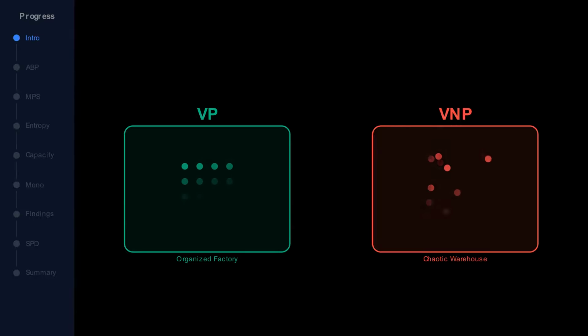Watch how organized structure differs from chaos. On the left, the determinant. Neat rows and columns like soldiers in formation. On the right, the permanent. Same formula, but wild and untamed.